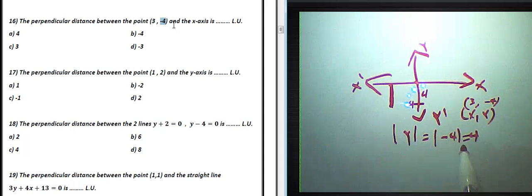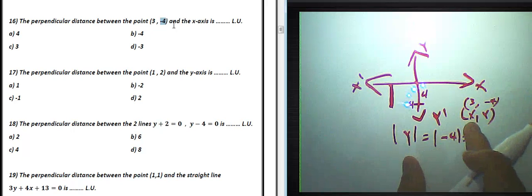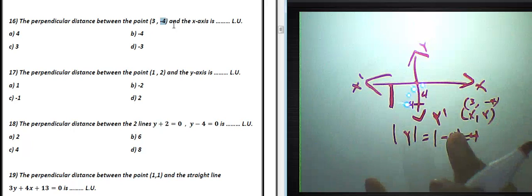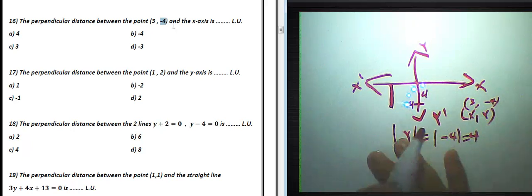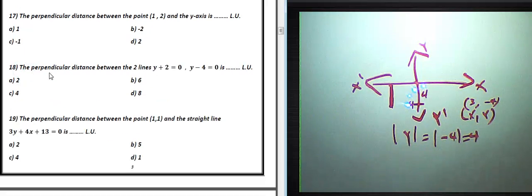But if he asked you about the perpendicular distance between the point (3, -4) and the y-axis, you must find the absolute value of x, which is the absolute value of 3, so it will be 3. If we change the x-axis to the y-axis, you must find the absolute value of x; you must swap, so y becomes x or x becomes y. So in this example, you must choose 4. Understood?